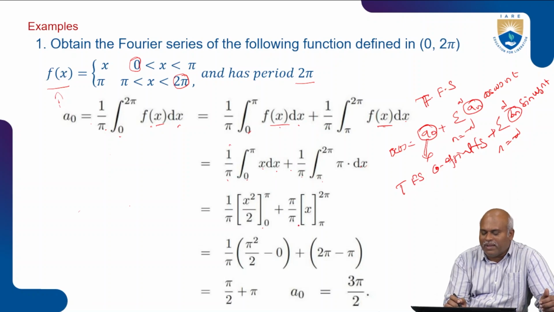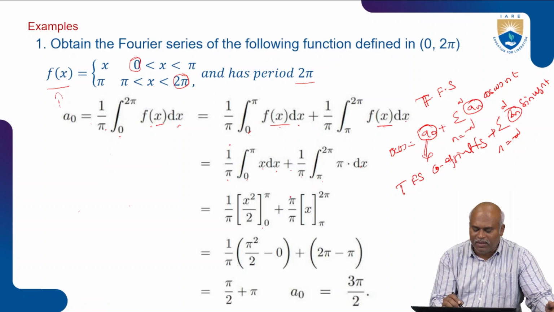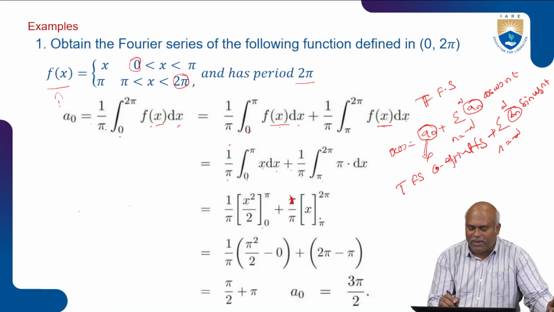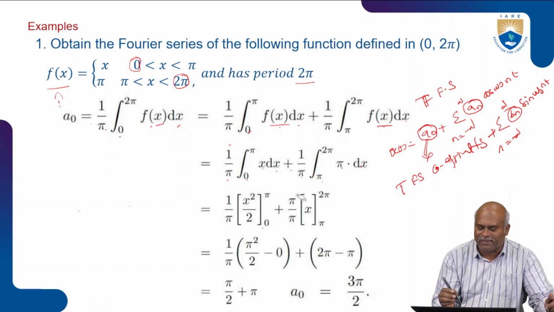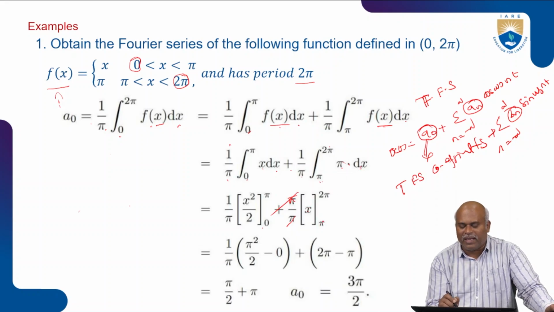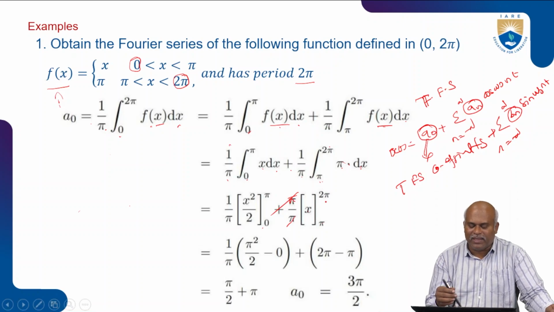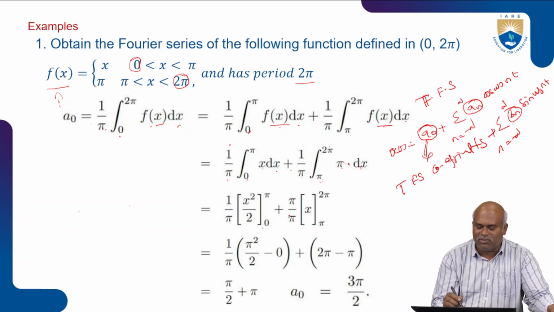Then pi to 2 pi, that will be represented as 1 by pi. Okay, this is 1 by pi. So here pi is there, that's why I take it outside. These two are going to cancel. Then the integration of dx over 0 to 2 pi is there. That's why it will be represented as x from pi to 2 pi. Then we need to substitute for all the intervals. These two are going to cancel.